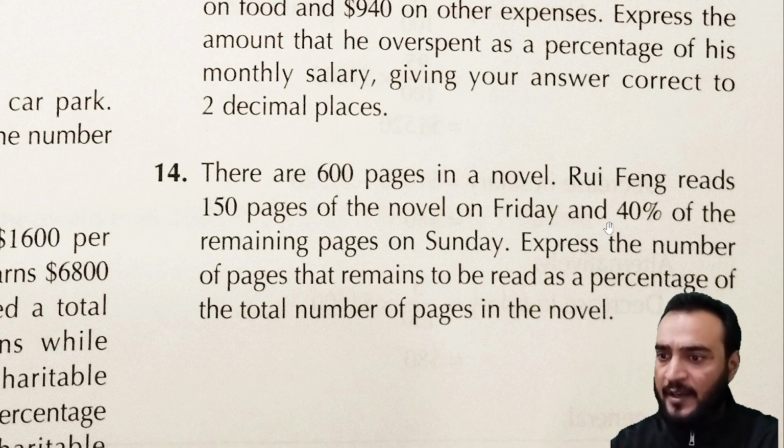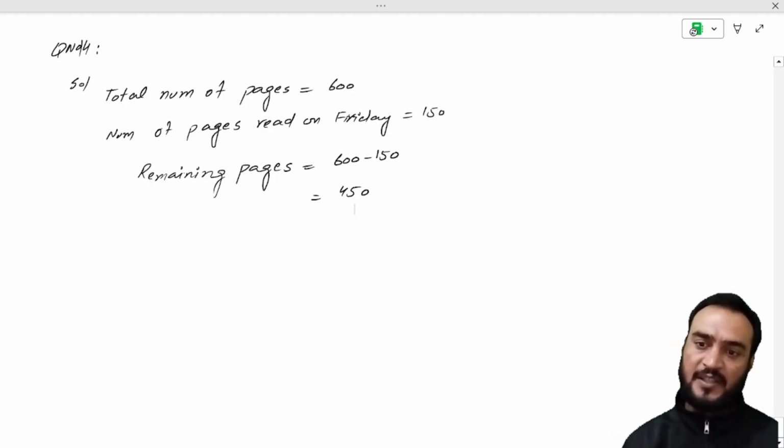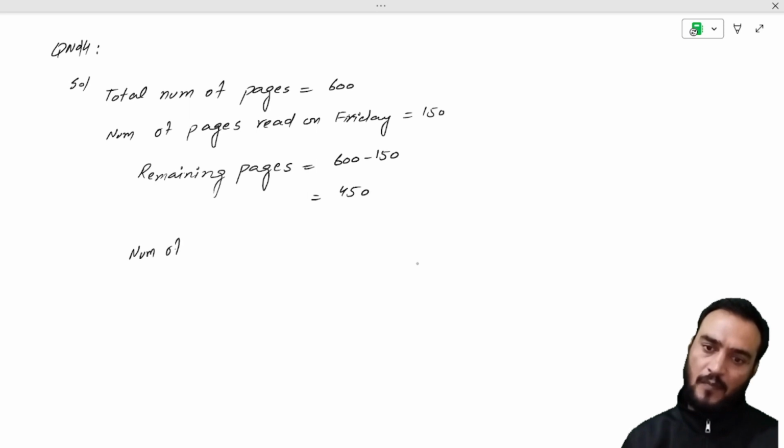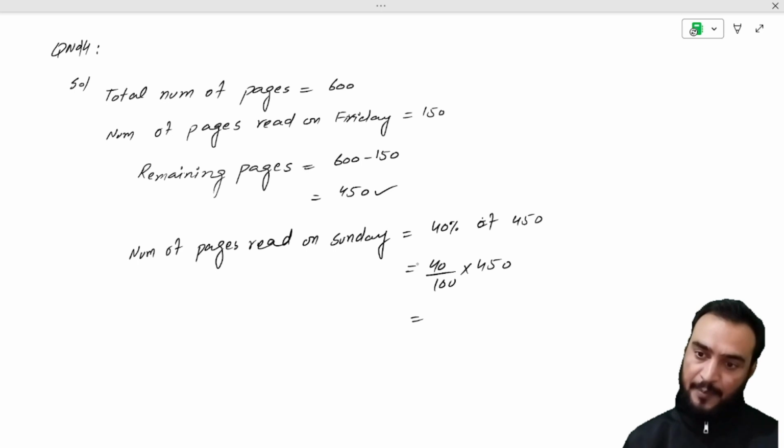After Friday, she read 40% of the remaining pages on Sunday. So we have to find the number of pages read on Sunday, which is equal to 40% of the remaining pages, which are 450. So what is 40% of 450? It is 40 over 100 times 450. Calculating that, we get 180 pages. So she read 180 pages on Sunday.